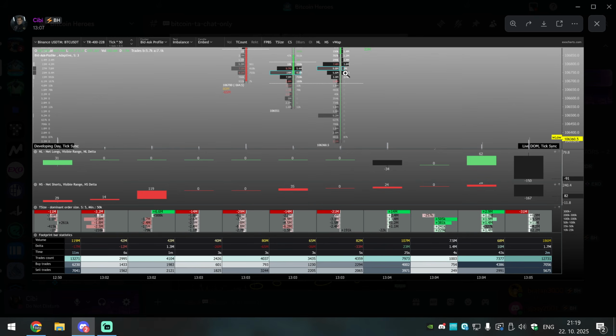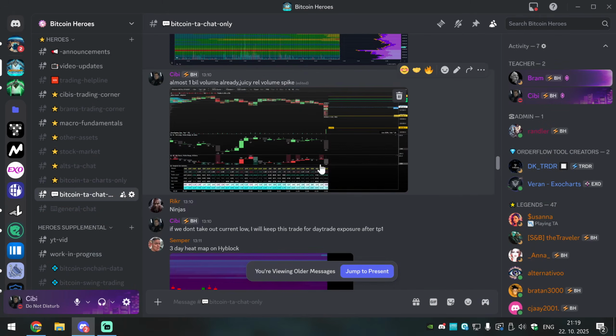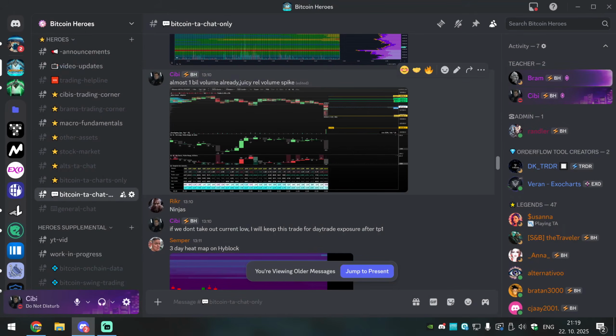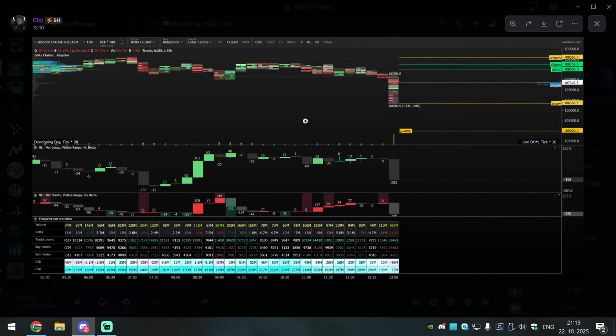My entry was in these regions because I've seen we are getting huge shorts getting trapped. He was shorting into the low, so this was not even open interest decrease only. I will show you that short in other pictures. And we know in our group when we are getting huge relative volume spikes, like over 500 million at least, close to 1 billion is even great. Almost 1 billion volume already, juicy relative volume spike. This is heavy negative delta.